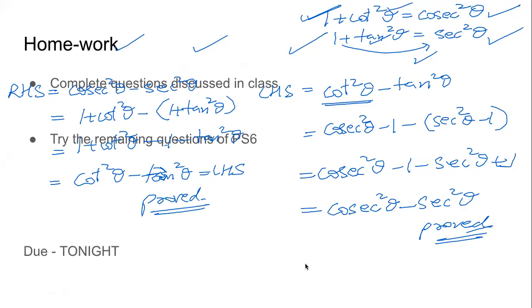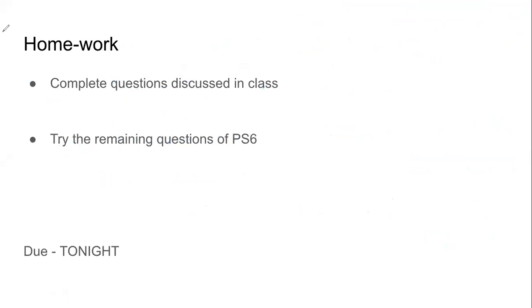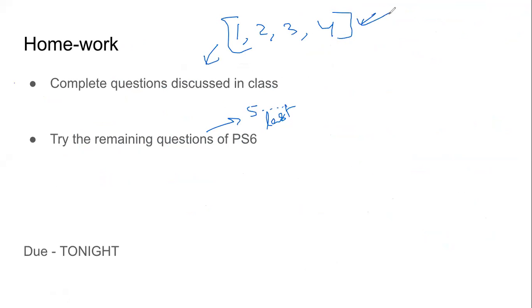I will clear the screen to explain it clearly. What you are going to do as homework is question number 1, 2, 3, 4. You will complete this. Then you will try question number 5 all the way to the last question. If you complete and if you try, when you come to the class tomorrow, we will be in a much better position to solve together. That is it. Thank you.